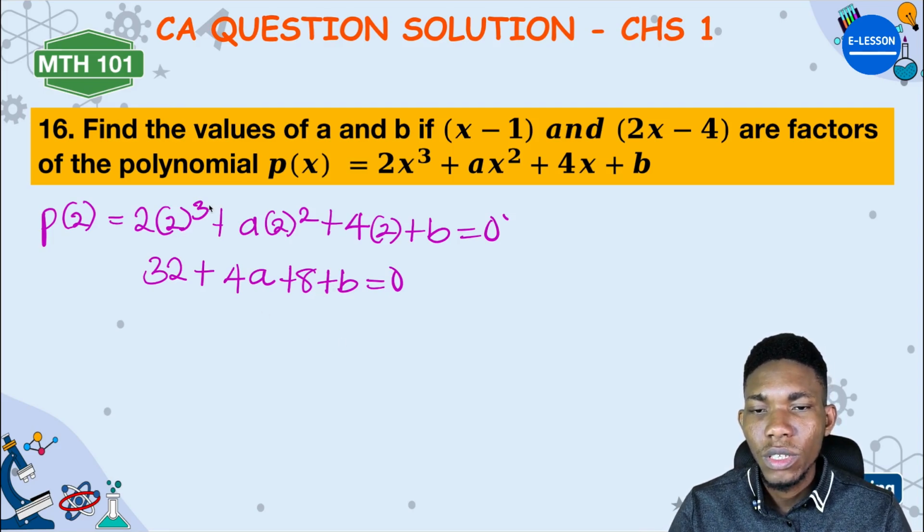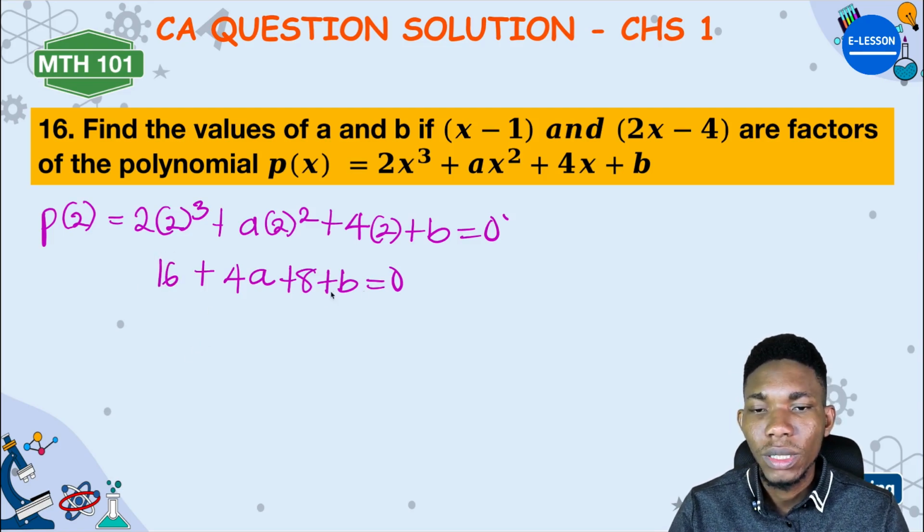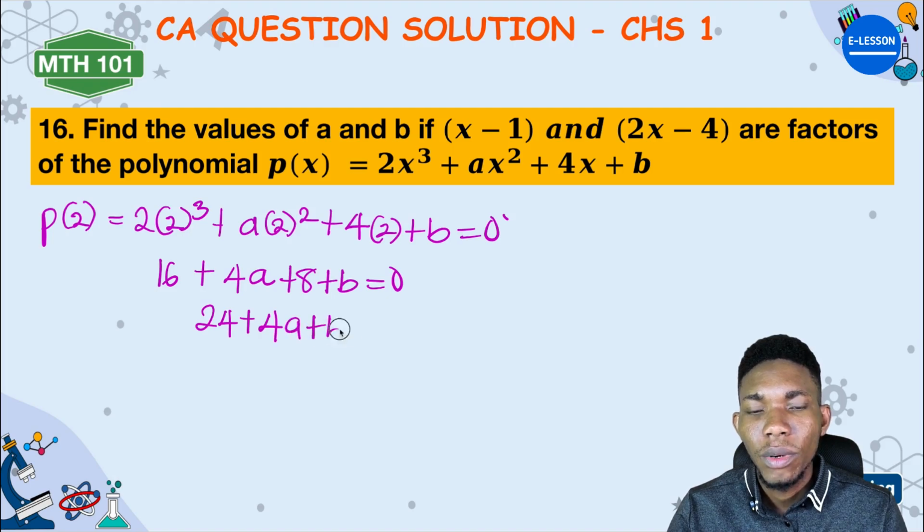So 2 raised to the power of 3 is 8. 8 times 2 is 16. All right, so 16 plus 4a plus this is equal to this. This plus this, what would that give us? 24. So 24 plus 4a plus b is equal to 0. Let this 24 cross to the other side. It becomes 4a plus b is minus 24.